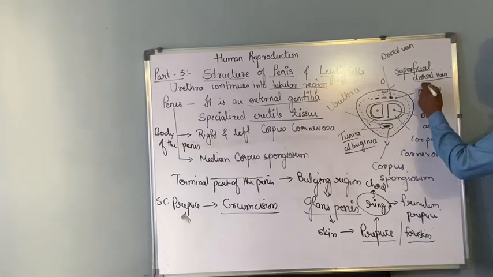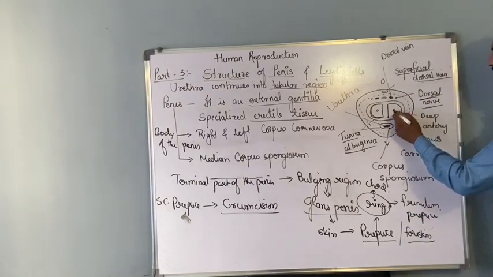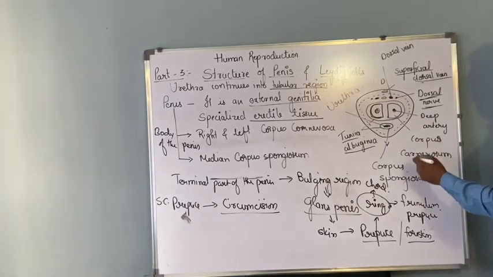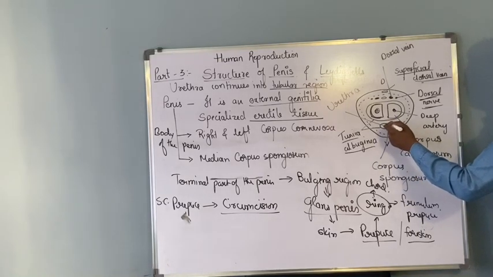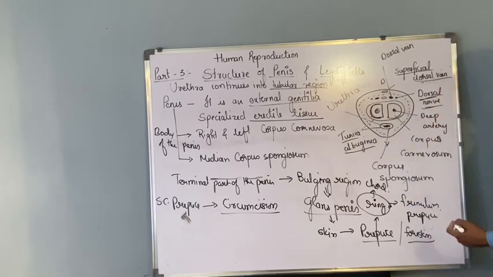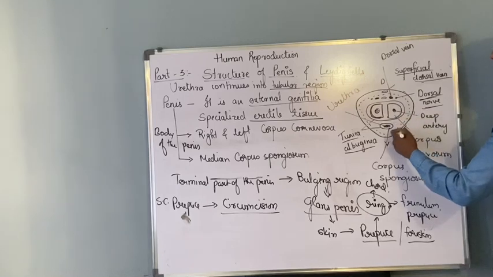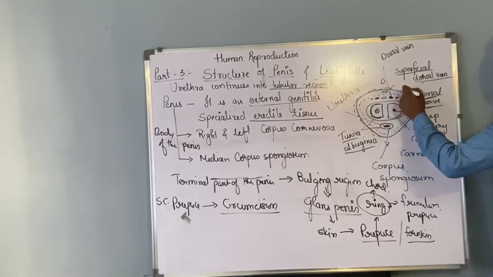There are two superficial dorsal veins, a dorsal nerve, and deep arteries present inside both the corpus cavernosa, and you have the corpus spongiosum which covers the urethra. And this is the skin, which covers the entire penis.